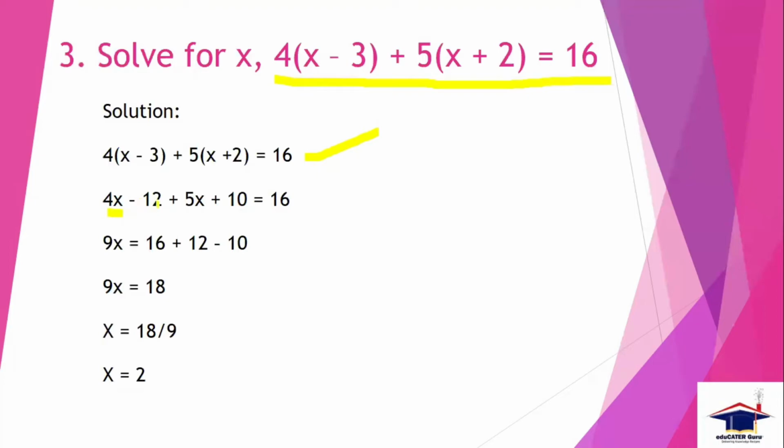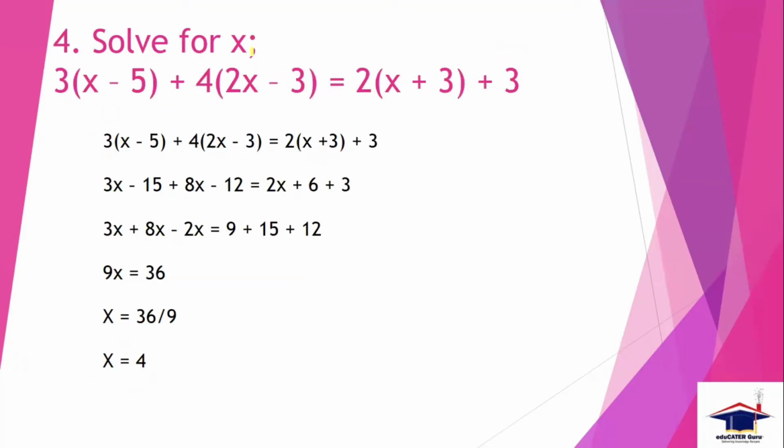Then minus 12 is brought to the right hand side, becomes plus 12. Plus 10 becomes minus 10. So 16 plus 12 minus 10 is 18. 18 divided by 9. This 9, when it comes to the right hand side, becomes the denominator, 18 by 9. So the value is 2. X value is 2.